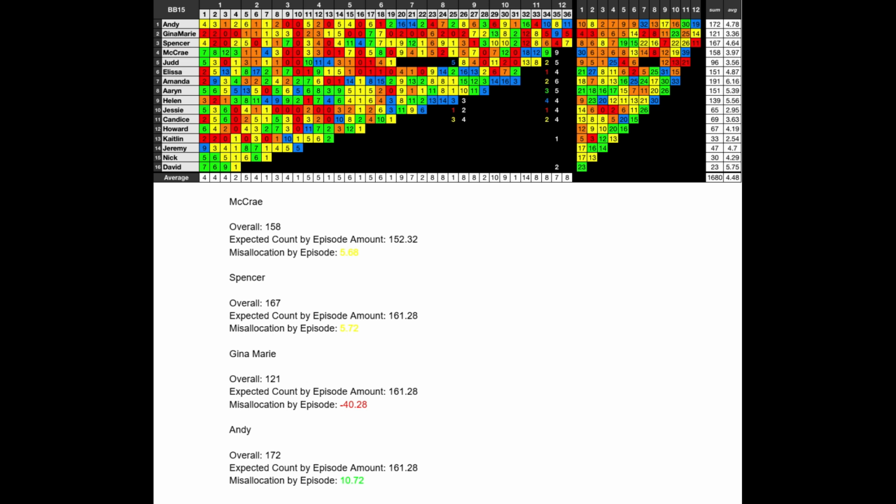McCrae has 158 diary rooms, and his expected count by episode amount is 152.32, causing for a 5.68 misallocation, so he is in that perfect range. Spencer has 167 diary rooms, and his expected count by episode amount is 161.28, causing for a 5.72 misallocation by episode overall, or an overall misallocation.